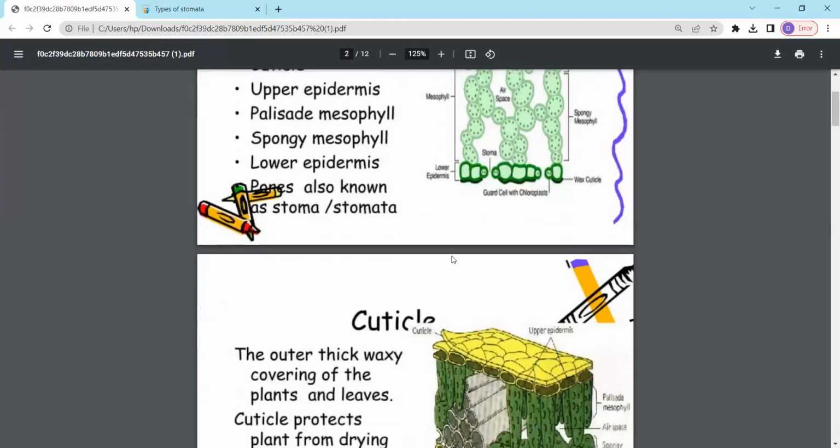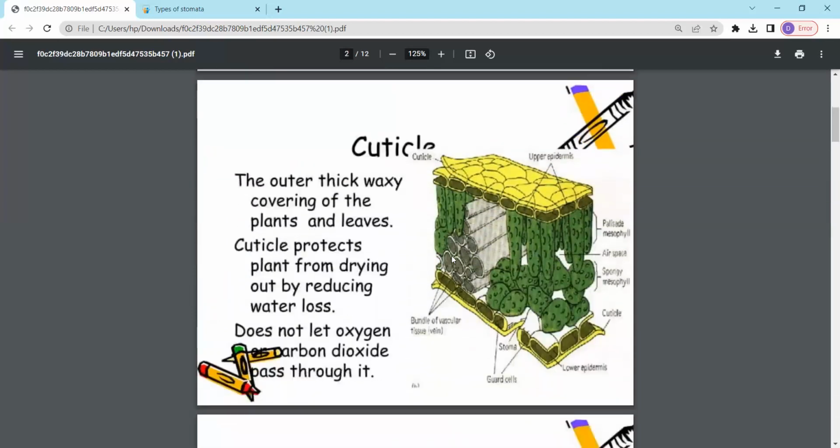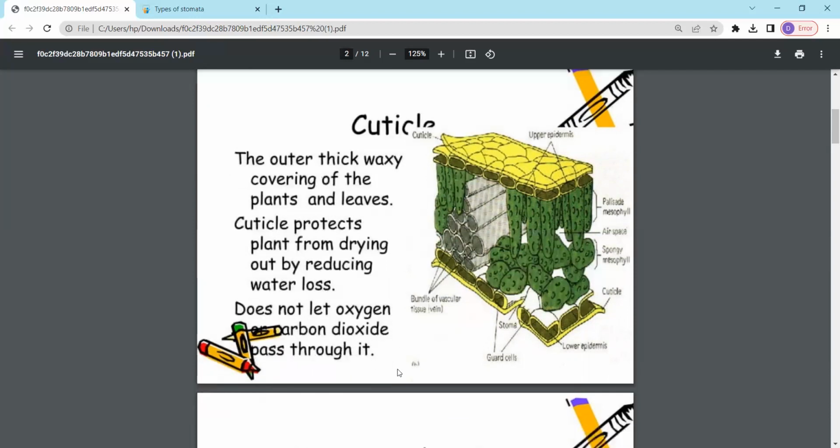First one is the cuticle. The cuticle is the outermost layer present on the upper epidermis. It is the outer thick waxy covering of the plants and leaves, generally on the stems also. The cuticle protects the plant from drying out by reducing water loss. Due to the presence of this cuticle, it mainly helps to reduce the water loss, and does not let oxygen or carbon dioxide pass through it. So it acts as a protective layer.